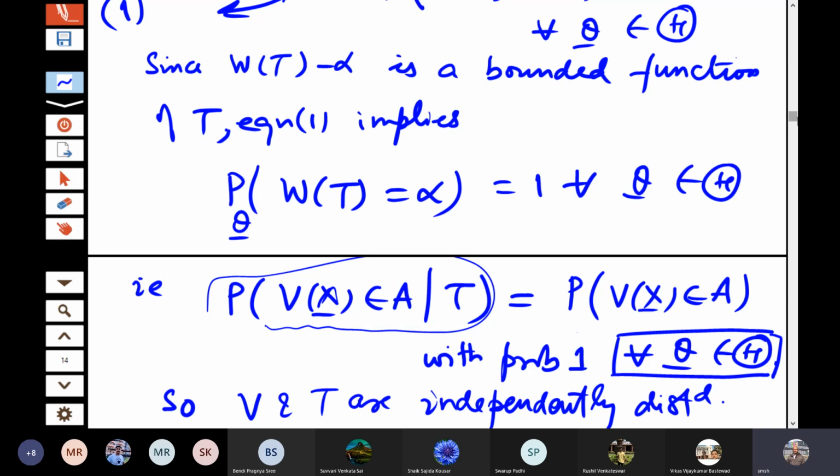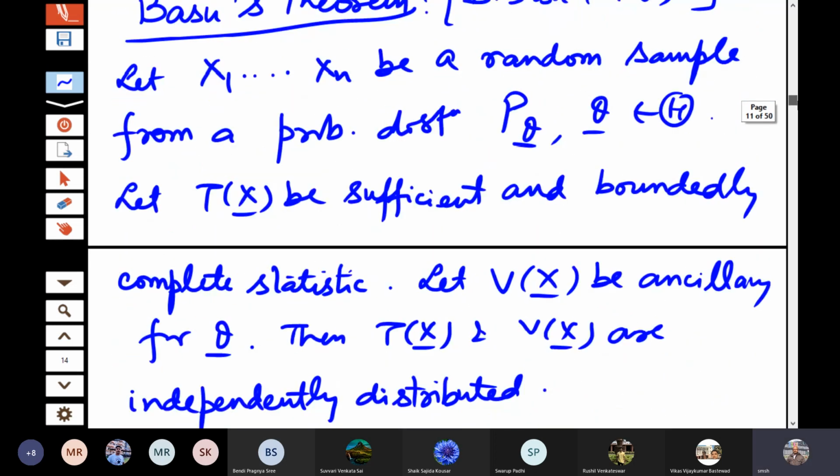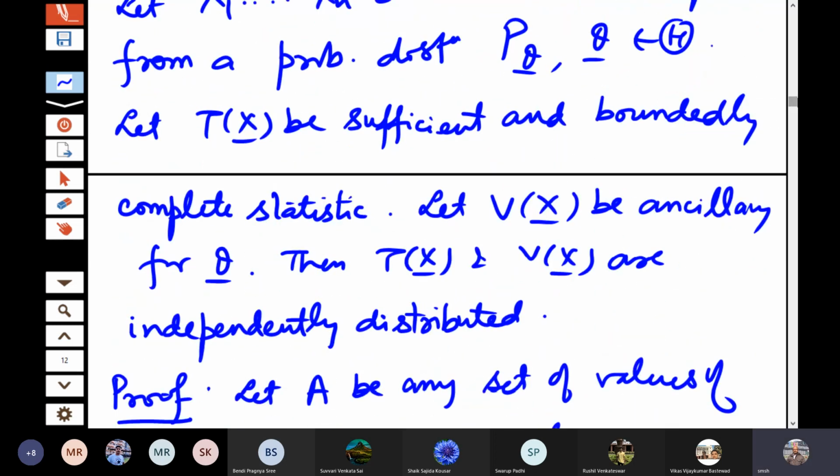Let me repeat the proof here. So what is the statement of Basu's theorem? In a given problem, I have a sufficient and boundedly complete statistic, and there is another ancillary statistic. Then Basu's theorem says that T and V are independently distributed. In order to prove that, I will prove that the conditional probability of V given T for any set is same as unconditional probability of V belonging to that set.